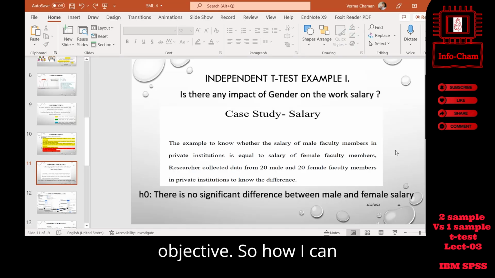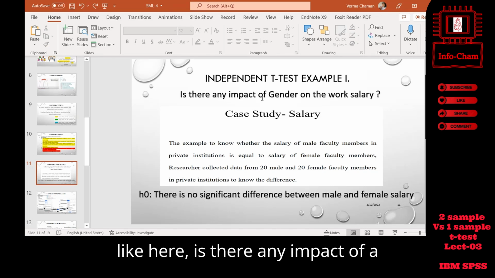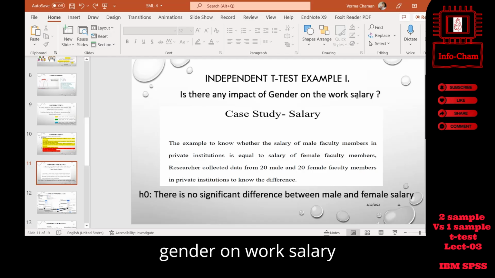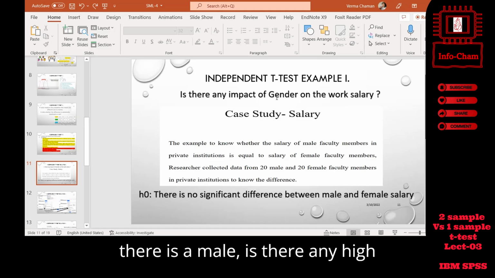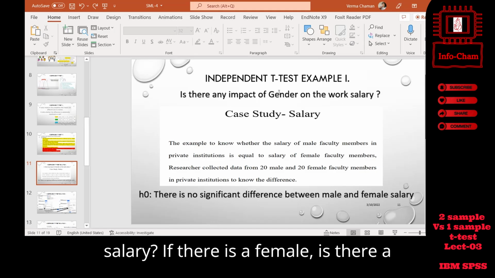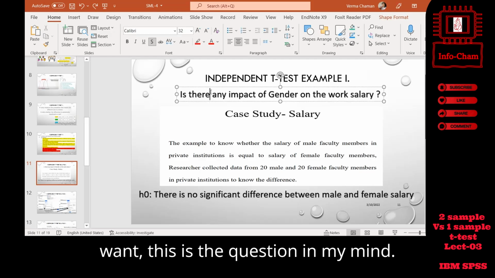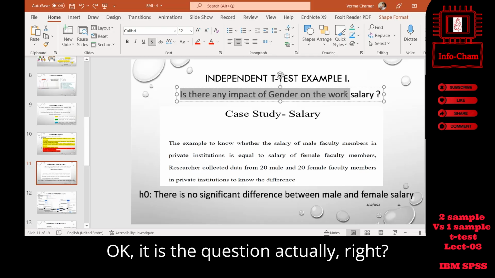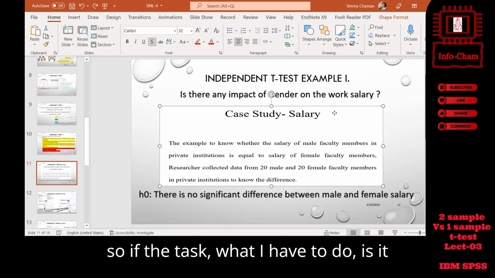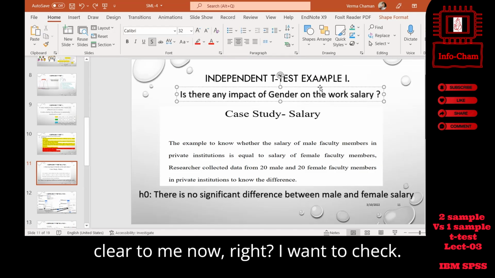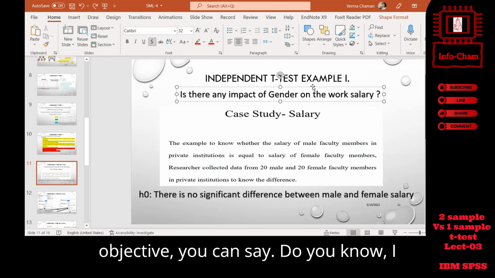So how can I write my objective or statement? Like here, is there any impact of gender on the salary, right? If there is a male, is there a high salary? If there is a female, is there a low salary? Just think. This is the question in my mind. It is the task we have to do. So what I have to do, is it clear now, right? I want to check. Based on this task, this is my objective, you can say.